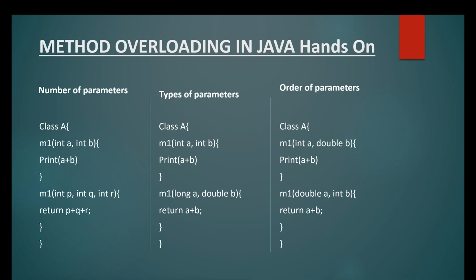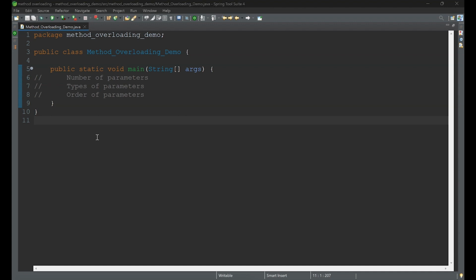Let's jump to the code to understand how this works. Okay, so in method overloading we have three scenarios. First is number of parameter can be different. Okay, second is type of parameter can be different, right? And third is order of parameter can be different. So let's explore the first one first.